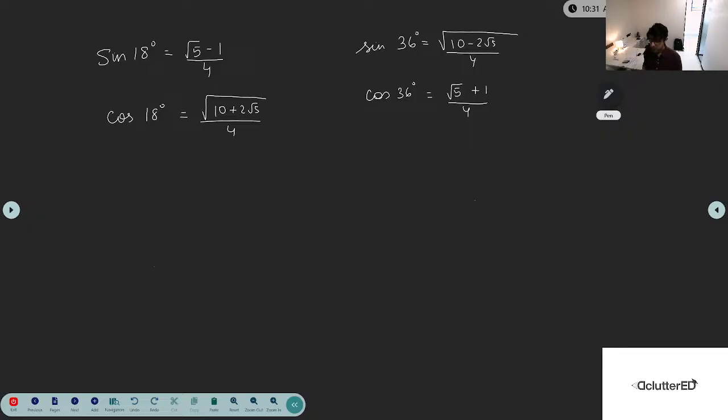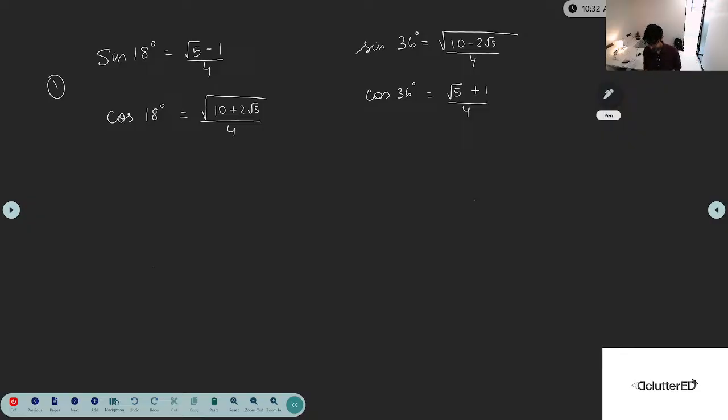From this, we can derive the 72 degrees values because sine theta is cos of 90 minus theta, and same way we can also derive the 54 degrees values with 36. So this is one thing that you should hopefully remember when you are preparing for your competitive exams.